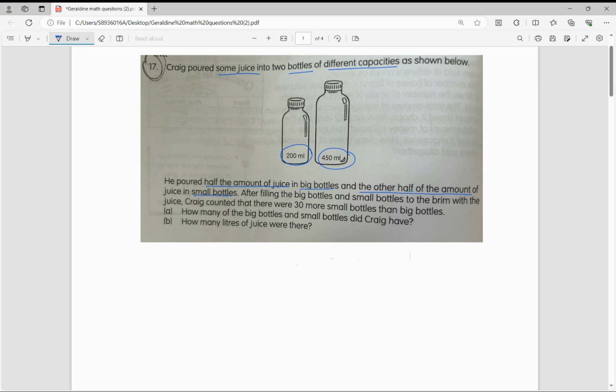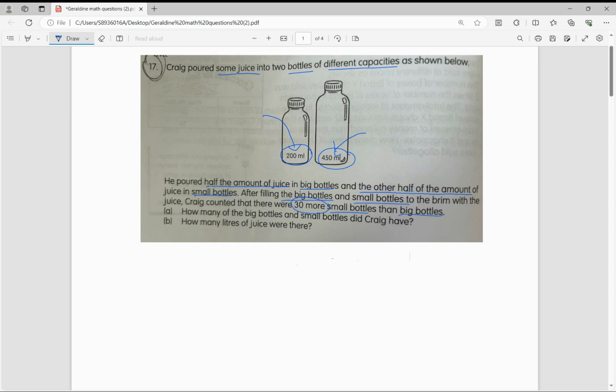So based on this first sentence, you will have to know that the total amount that I pour into the big bottles is the same as the total amount that I pour into the small bottles. After he filled the big bottles and the small bottles, he realized that he actually has 30 more small bottles as compared to the big bottles. Why? Because the big bottles can fill in 450 ml and every small bottle can only fill in 200 ml. So given the same total amount of juice, I would need more small bottles as compared to my big bottles.